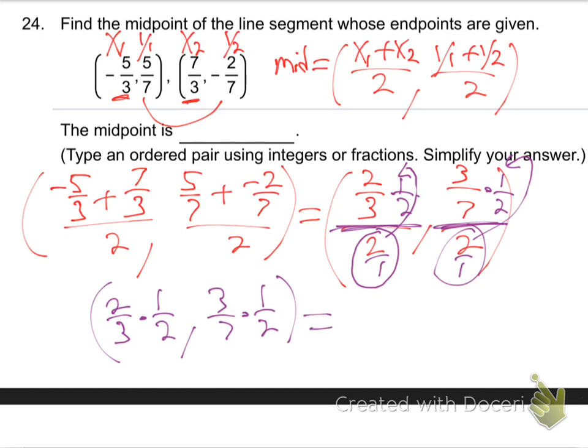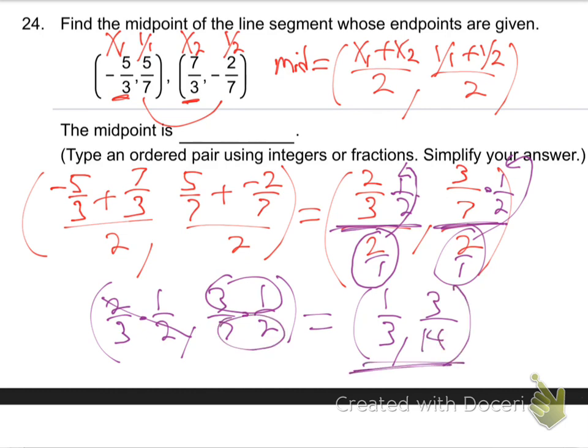So what do we get then? These cross cancel, 1/3. And these multiply straight. 3 times 1 is 3. 2 times 7 is 14. These can't cross cancel. So there we go. 1/3, 3/14.